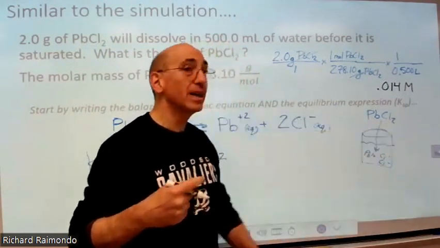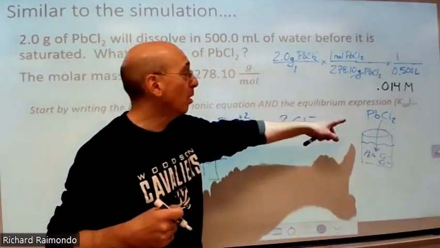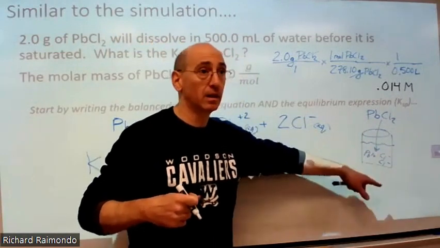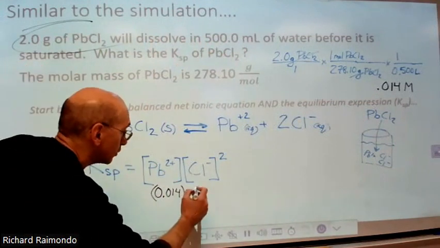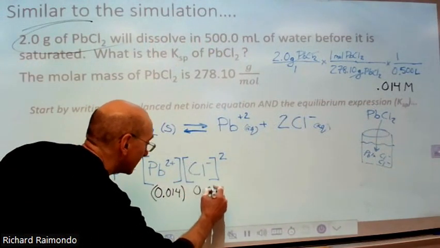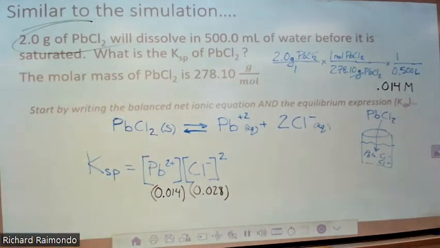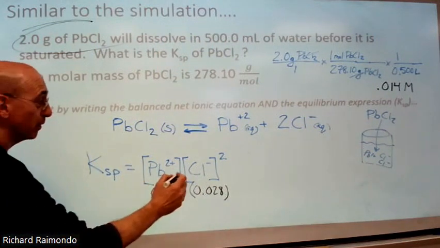What's the molar solubility of the chlorine? For every 1 mole of lead chloride that I dissolve, I got 2 moles of chlorine. So at this saturation, I actually have twice as much concentration of chlorine ions as I did lead ions. Yeah, that's important because if you miss that, everything goes wrong from there. And don't forget to square.